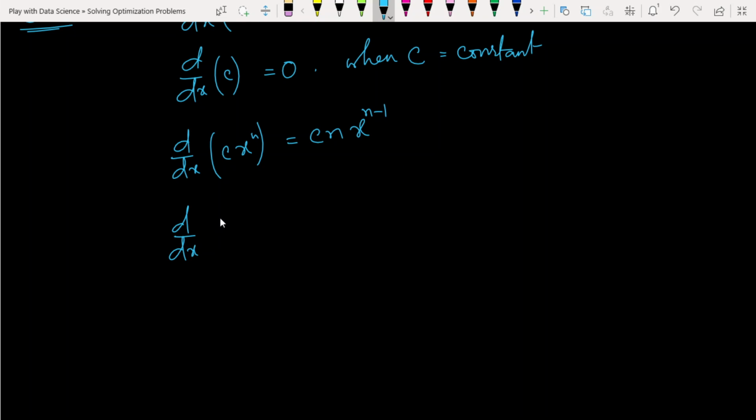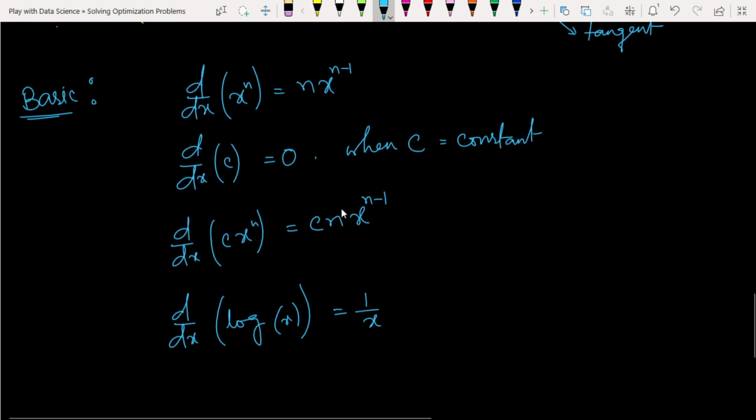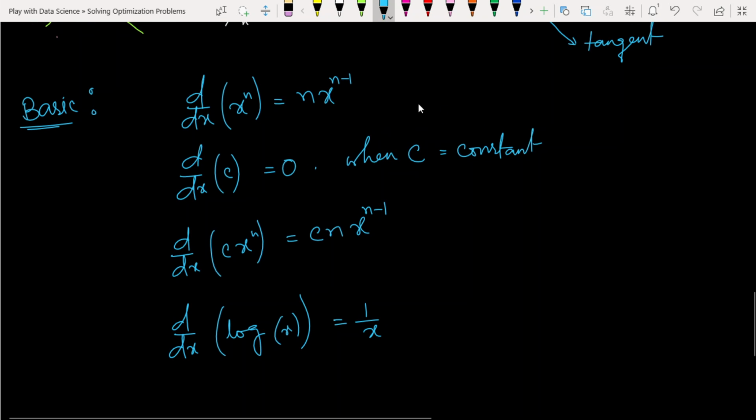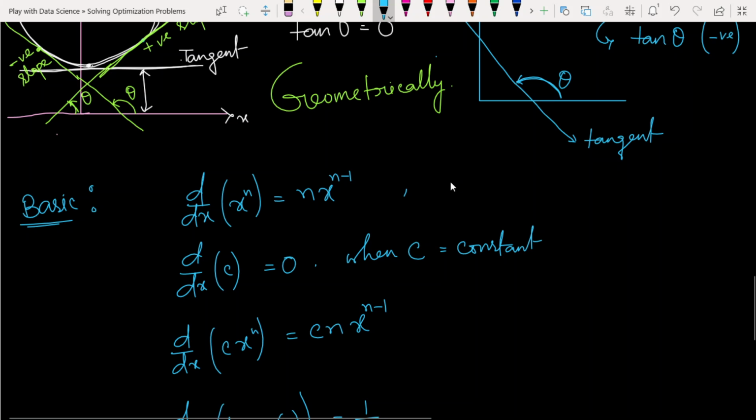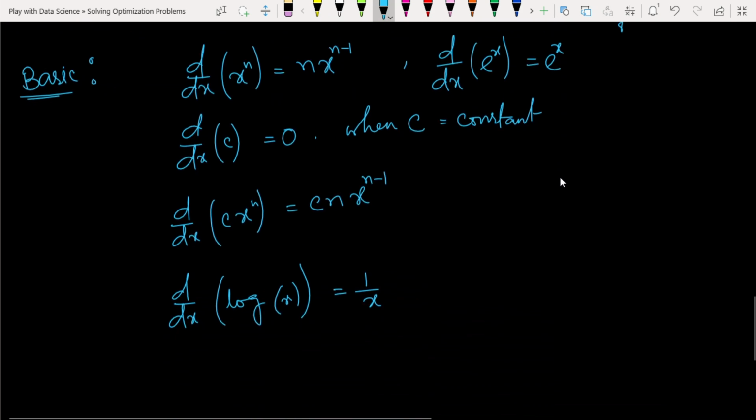d by dx of log of x will be what? Equal to 1 by x. Okay, this is the sample. Using basic algebra you can find this operation. I'm not going into the details of this, you can easily find it. And one main concept: the differentiation of an exponential is again the exponential. This is the simple concept.